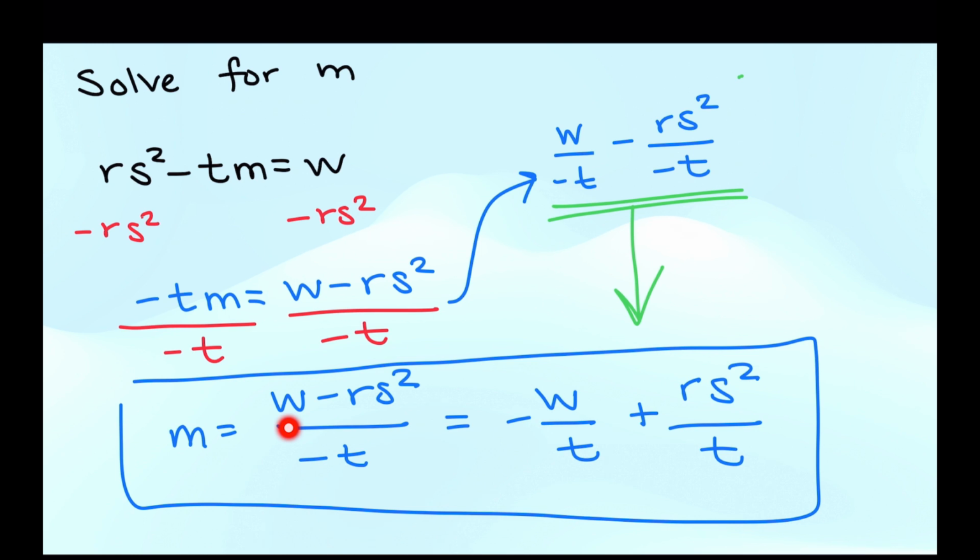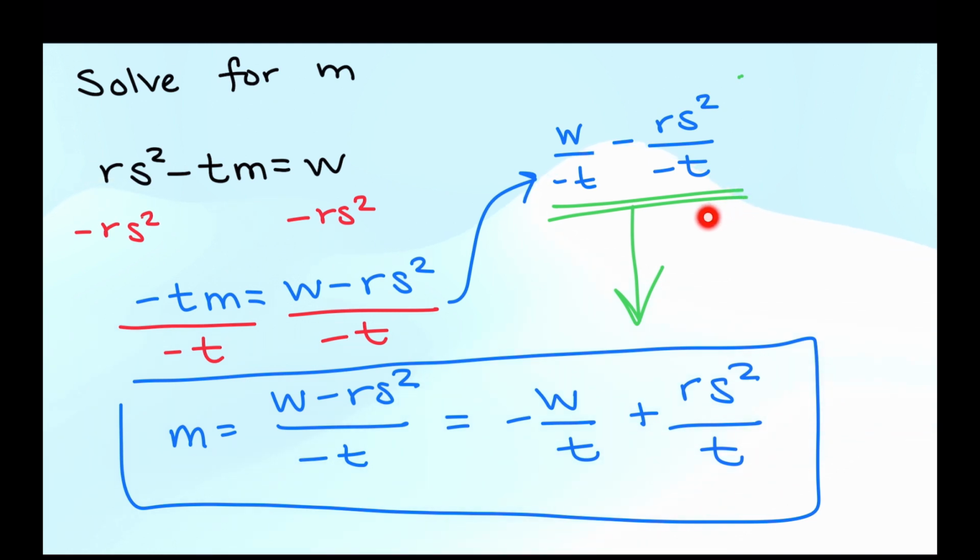There's a couple ways we can write our answer. We can leave it as w minus rs squared over negative t, just as one single fraction. Again, both the w and the rs squared are being divided by the negative t. We can also indicate, and I have some work written on the top of the screen, we can also take each term, so the w gets divided by the negative t, and then the minus rs squared gets divided by the negative t as well. So instead of writing it as one fraction, we can split this up and write it as two fractions, each one having that divide by negative t.